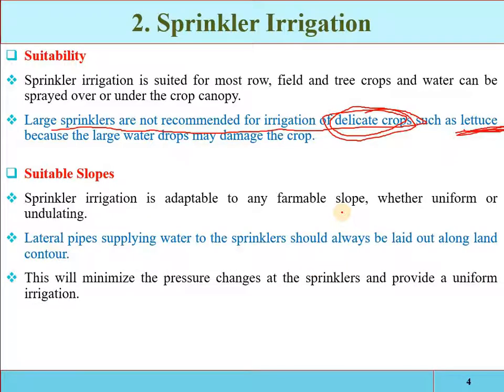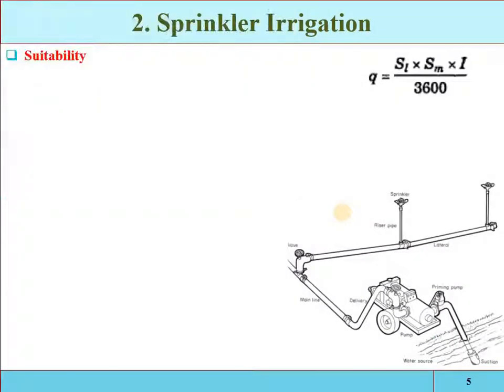This will minimize the pressure change at the sprinkler and provide a uniform irrigation system. You can see that this is a whole irrigation system. This is a water source. The water is pumped and pressurized at a pumping unit, and then the water is pushed into the main pipeline. This one is the sub main line or the lateral, and the sprinklers are connected with these laterals, and then we can say that it throws the water.